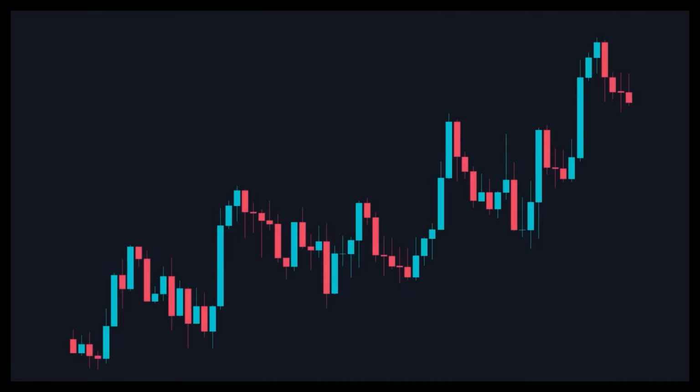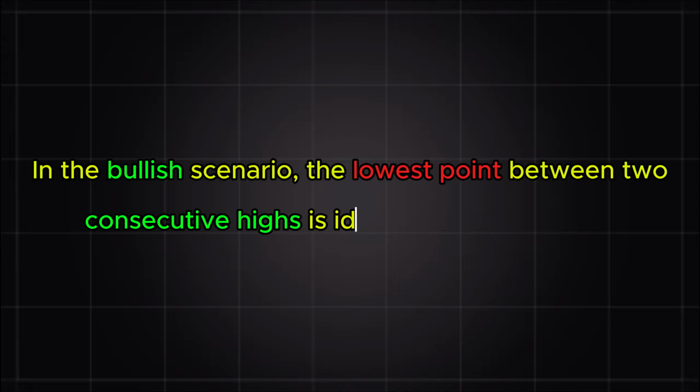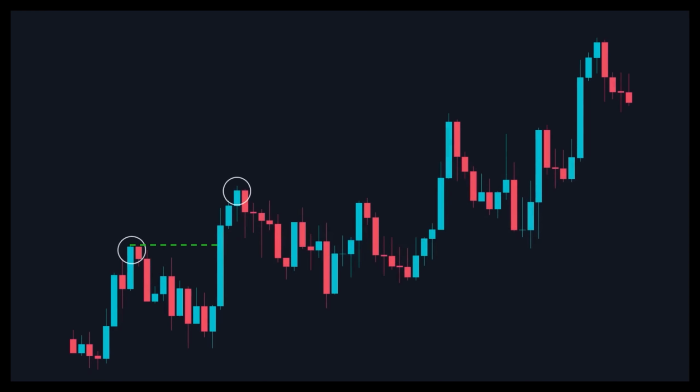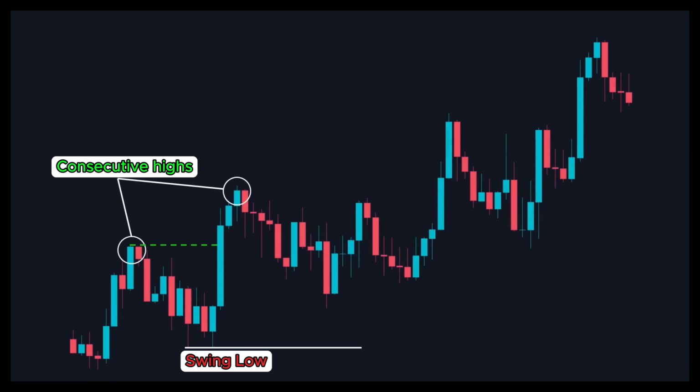Here, let's identify the valid change of characters. In order to do that, first we must identify our swing lows. In the bullish scenario, the lowest point between two consecutive highs is identified as a swing low. Here we have two consecutive highs, so the lowest point between these two is our swing low. As long as the price stays above this level, it represents a bullish market, and we will only look for buying opportunities.